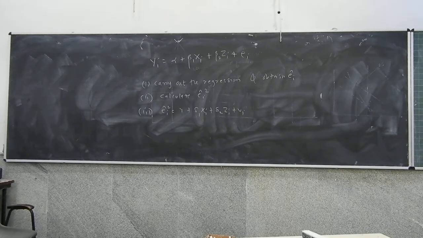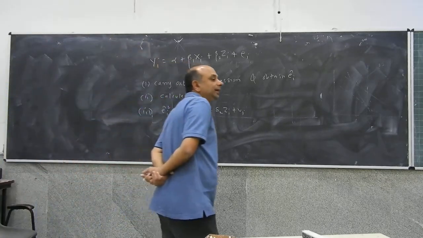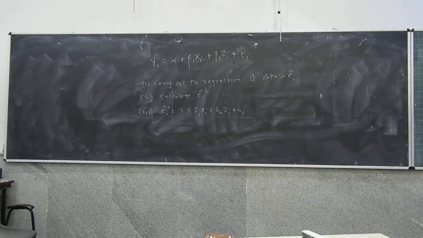So regress E hat i square on gamma plus delta 1 xi plus delta 2 zi plus some error term vi. And now you have to use this to test the null hypothesis of no heteroscedasticity. So how will you test the null hypothesis of no heteroscedasticity? In this case, what does heteroscedasticity mean? The variance of the error term changes, and changes with what? X or Z. So if there has to be no heteroscedasticity, the variance of the error term should not change with X and Z, but be constant.